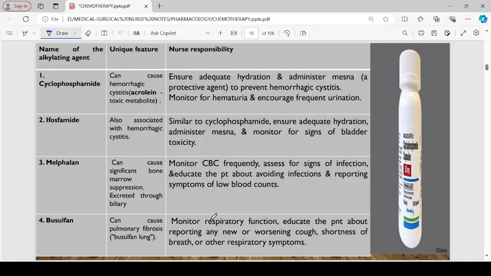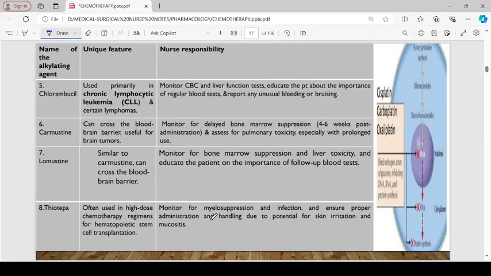Busulfan is another drug, the fourth drug, and this drug can cause pulmonary fibrosis, what is commonly referred to as the busulfan lung. So what are you supposed to do as a nurse? If you have a patient on busulfan, which is an alkylating agent, you have to monitor the respiratory function. You have to educate this patient about reporting any new or worsening cough and shortness of breath or other symptoms.